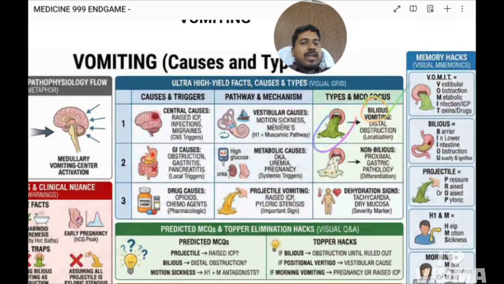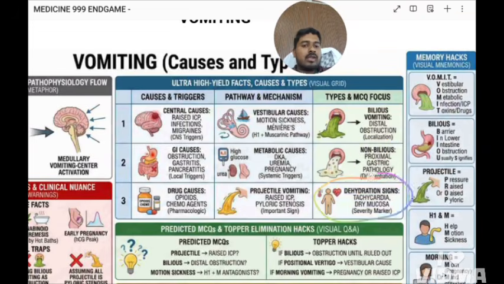What is bilious vomiting? Bilious means green color vomiting. It is seen in case of distal GI obstruction, that is after the pylorus, after the second part of the duodenum, where the pancreatic secretion enters. You will get bilious vomiting. It is seen mainly in intestinal obstruction. Non-bilious vomiting is in case of stomach pathology, maybe gastritis, or diseases like pyloric stenosis or carcinoma of stomach. You will get non-bilious vomiting.